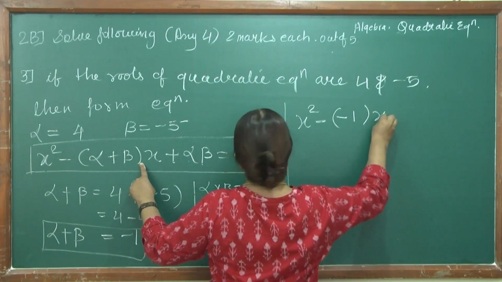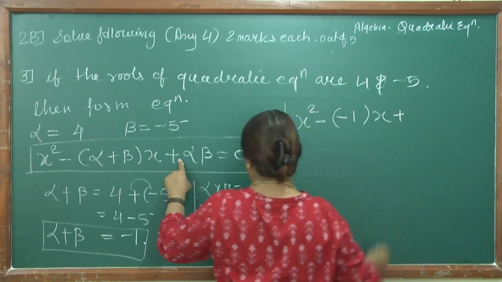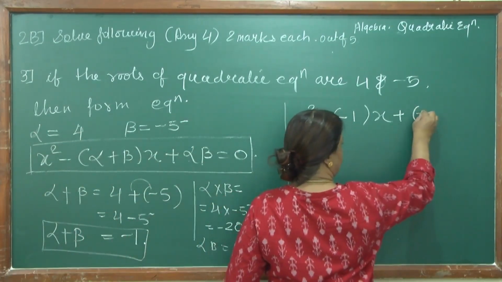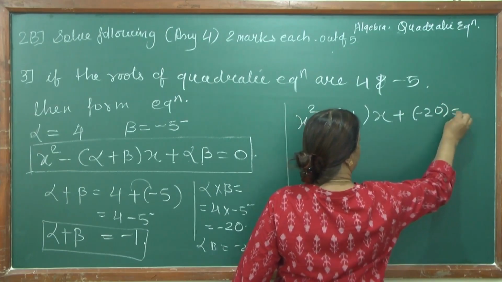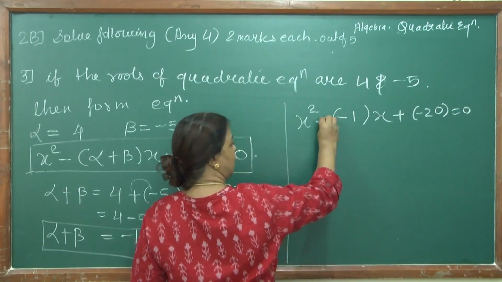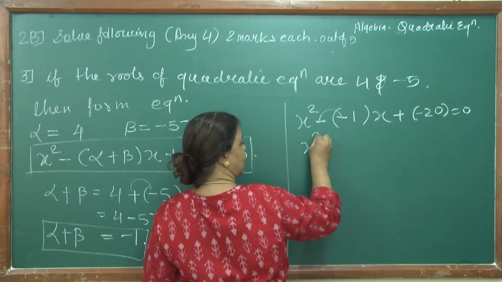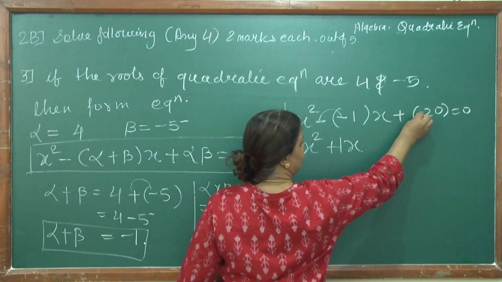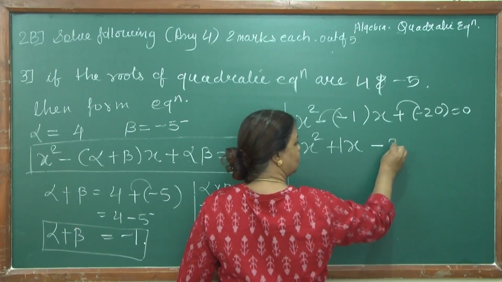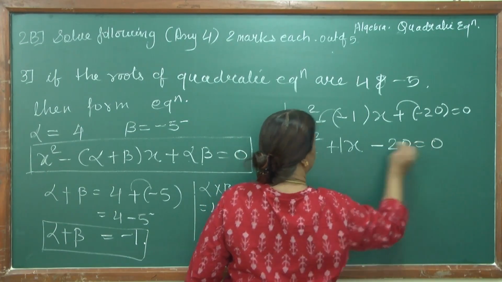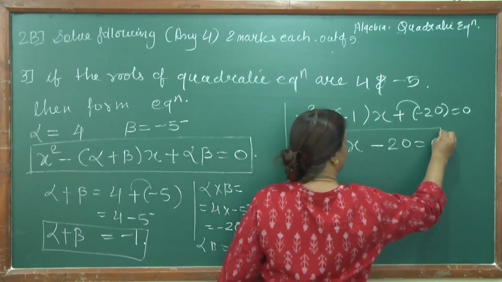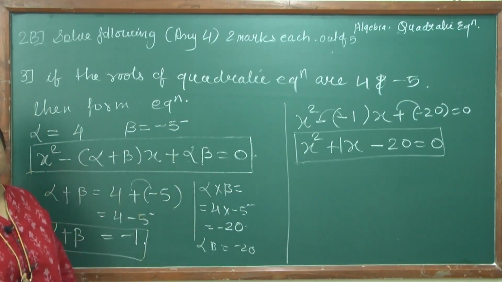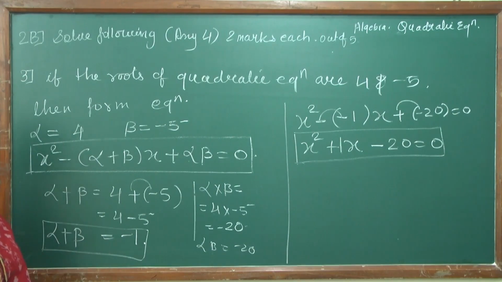Then what is there? X. Then what is there? Alpha into beta, minus 20 equal to 0. Now, minus into minus plus, x square plus 1x plus minus minus 20 equal to 0. This is your required equation when roots are given, children. You can pause the video and solve the sum.